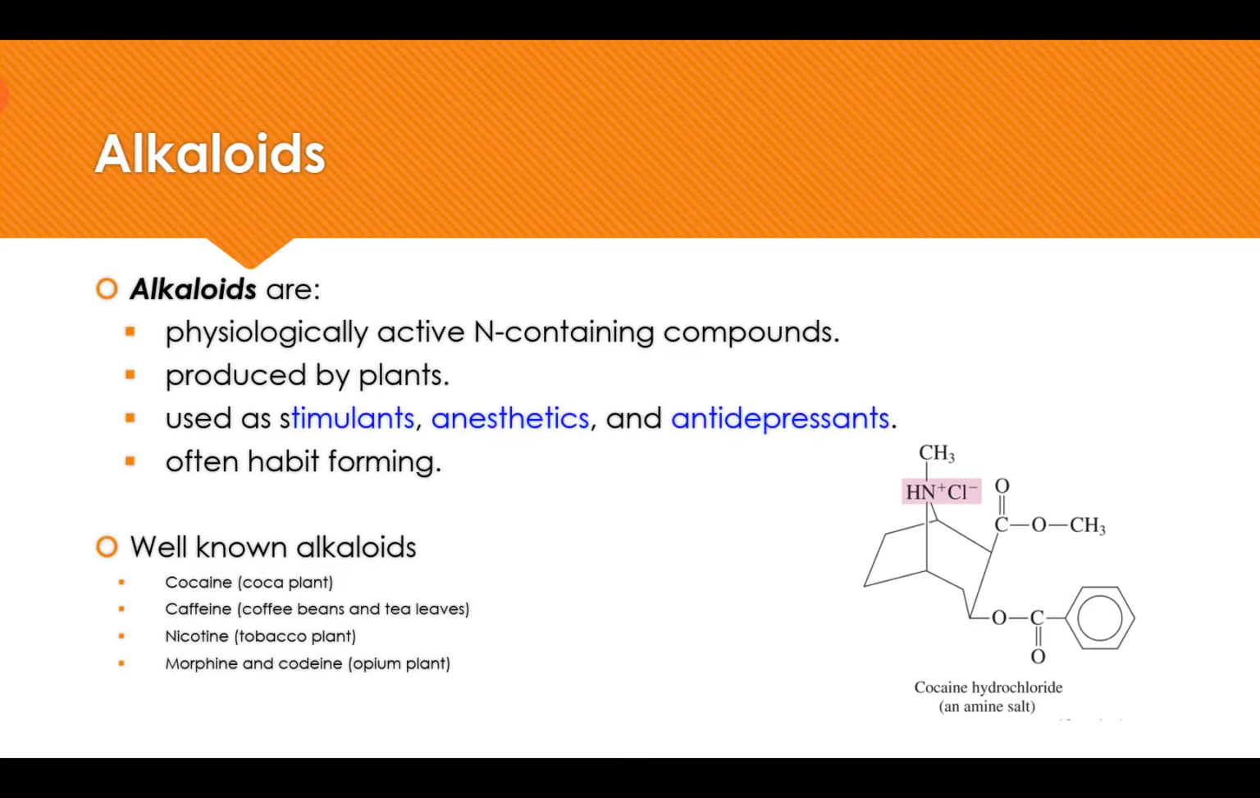And then we also have alkaloids. Alkaloids are physiologically active nitrogen-containing compounds produced by plants. And then we use them as stimulants, anesthetics, antidepressants, such as cocaine, caffeine, nicotine, and morphine.